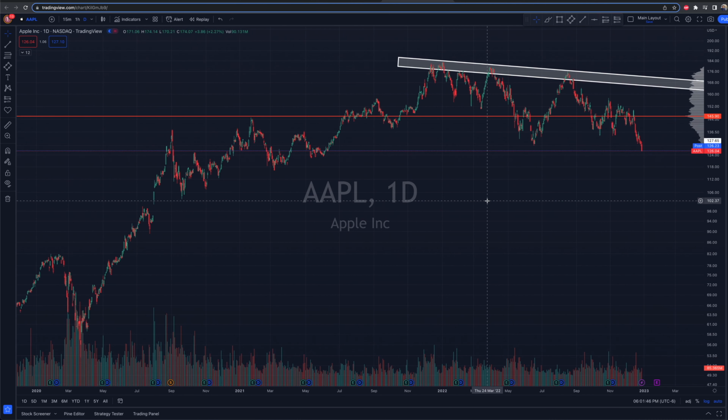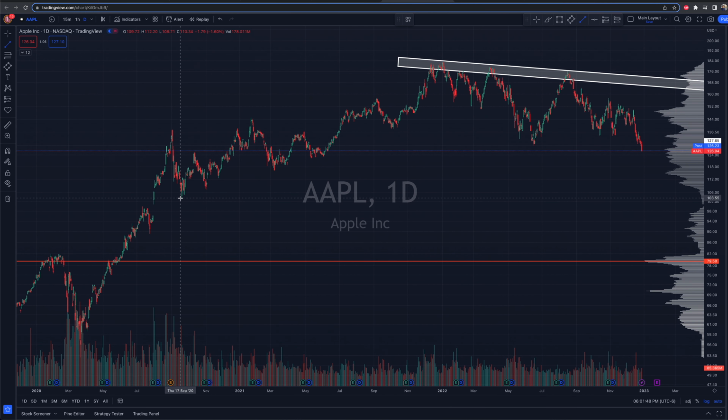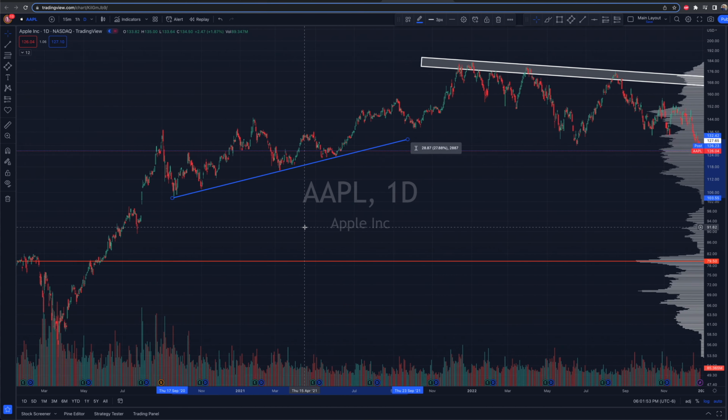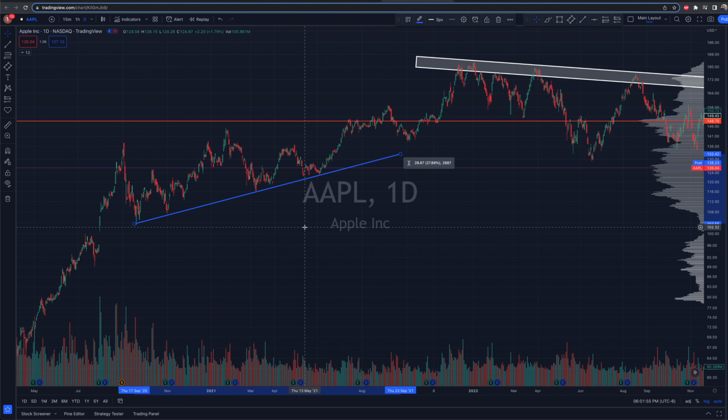If we zoom ourselves out, what are we going to notice? Well, we can also draw in a trend line here on Apple over the past couple months. This one actually works really, really well. They're not always going to work really well, but in this case, we've got uptrending support here on Apple, and we hold this trend line exceptionally well.